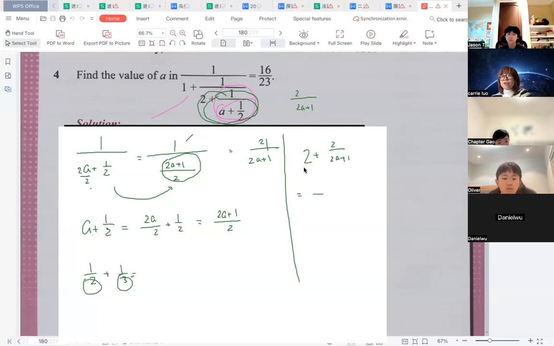So how about this one? Again, 2 cannot plus 2 over 2A plus 1. I need to make 2 become something over 2A plus 1 as well. So if you have 4, you want to have 2 as the denominator, you're using 4 times this one, so it's 8, right? So that's the same thing. If you want to have 2 with this denominator, use 2 times 2A plus 1, plus 2 over 2A plus 1. Get it?